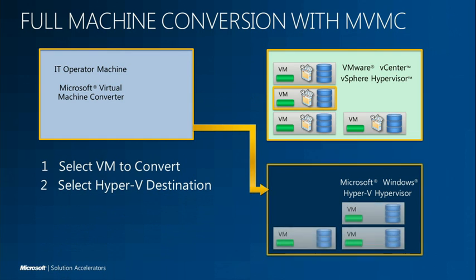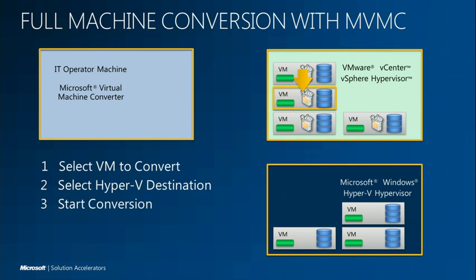Then we go look at a Hyper-V host. Again, this is step 2. You simply say, here's the Hyper-V host I'm interested in. We'll take a look and make sure that there's enough space and enough resources to receive the VMware machine when it's converted. And then we'll start the conversion process.